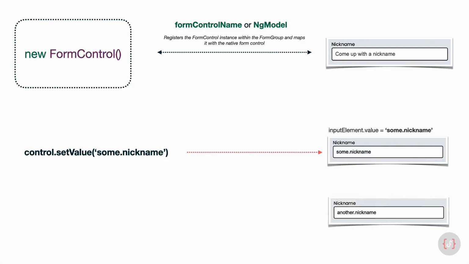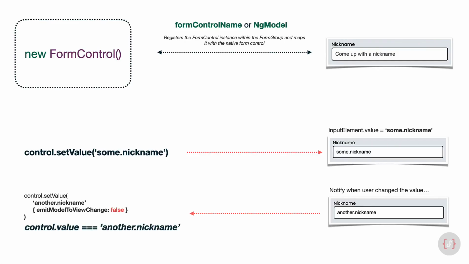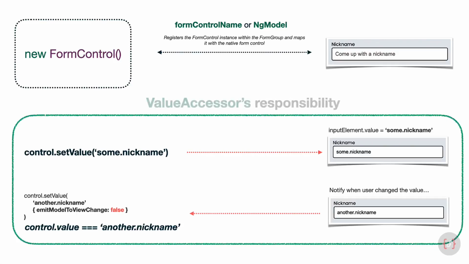Otherwise, the user just will not see the new value in the input. However, it might also happen that the user changes the input value by typing a new one into the input element, and in this case, we should do the opposite operation and update the form control model instance to reflect these new changes. And yes, this time we should call the setValue method with a special flag emit model to view change set to false, because we don't want to propagate the change to the view again, because this new value actually came from this view, right? And this synchronization of states is exactly the area the value accessor is responsible for.